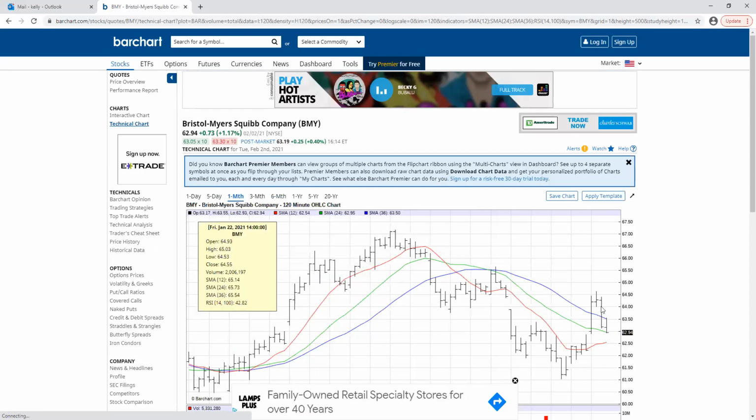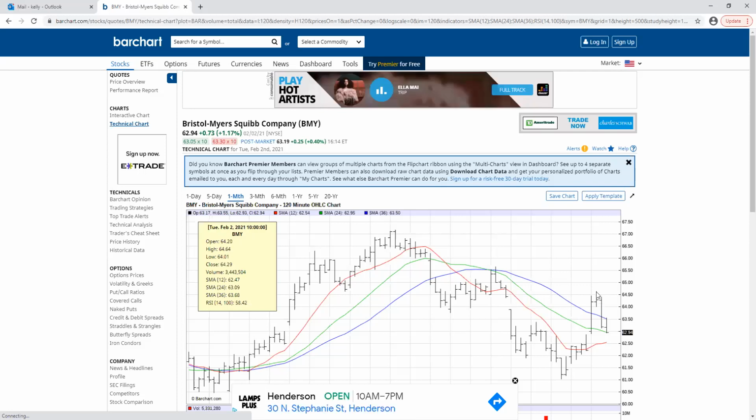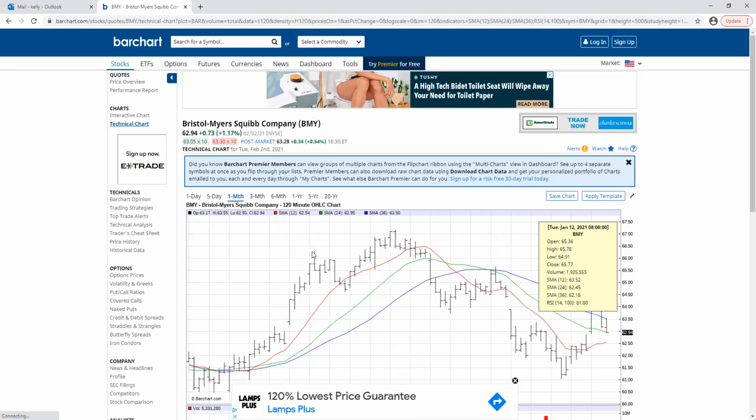But this thing here, that's why I said I'd like to see a 65 print, because then you'd have a nice 1, 2, 3 formation on the monthly. The 1 move up here, the 2 move back down, don't take out that low, and then you got the 3 move, and the 3 move can be very powerful through 65. But this company has a good story to tell. It looks pretty good technically. It's not too far away from sea level as far as the support zones. And so I would be constructive on BMI.